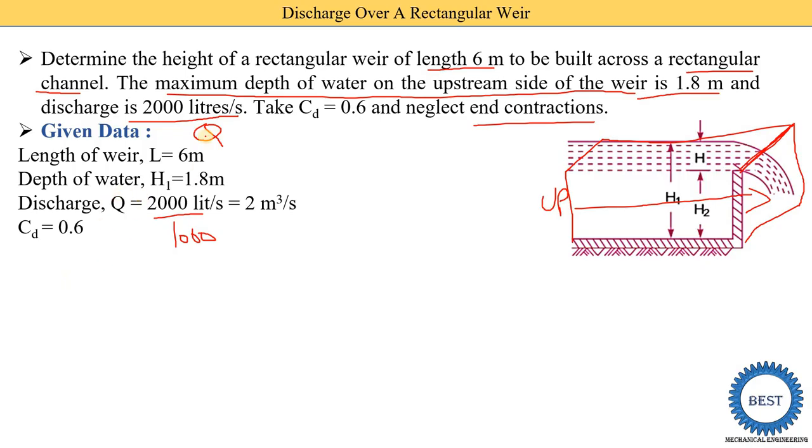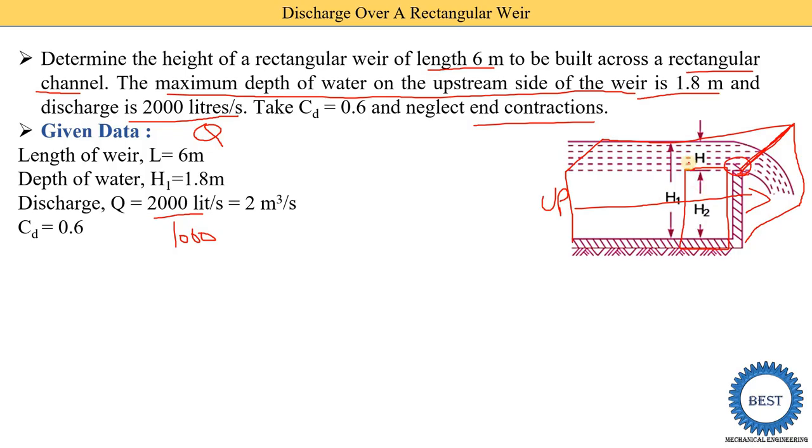Now what we need to find out? We need to find out the height of the rectangular weir. So this H2 is the height of the rectangular weir and this capital H is the height of water flowing over this crest level. So here we need to find out this H2. How can we find it? The H1 is given, we need to find out H2. So H2 is equal to H1 minus H.